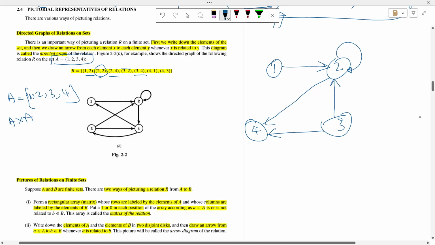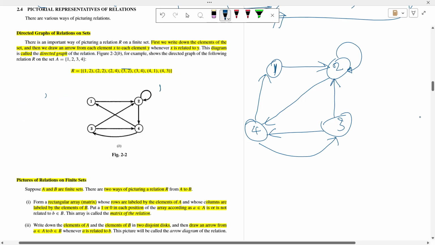Then 4 comma 1, this way. Then 4 comma 3, this way. So this is the directed graph of the relation they are giving, right? The important thing is that not everyone gets the same diagram. Depending on the nodes you are creating, the order of the nodes, you get a different diagram.